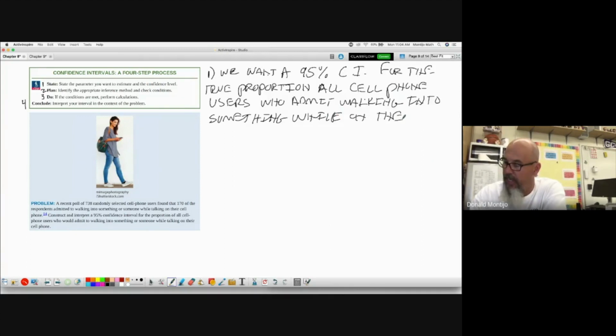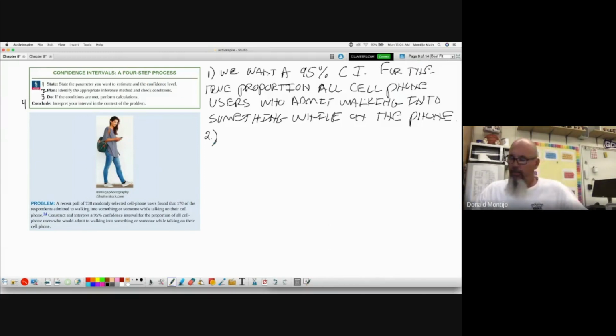So we need to say, what is it that we want to do? I want to find the true population proportion, all cell phone users in the entire country who would admit doing this. Sorry for my poor writing here. I'm getting better, but it's still pretty ugly. Identify the appropriate method and check conditions. Well, what are we going to do?